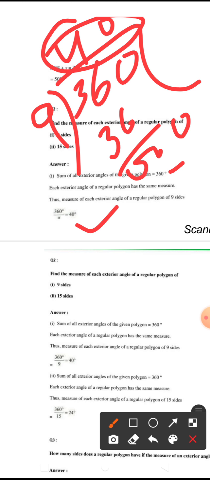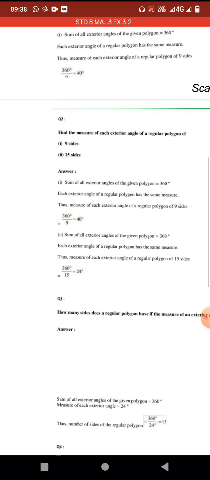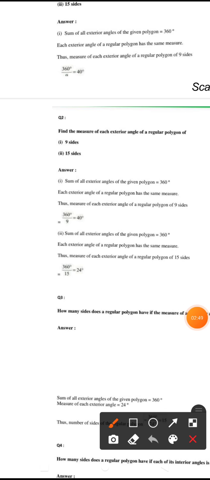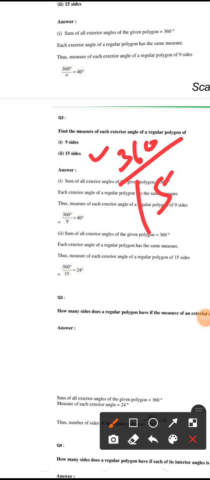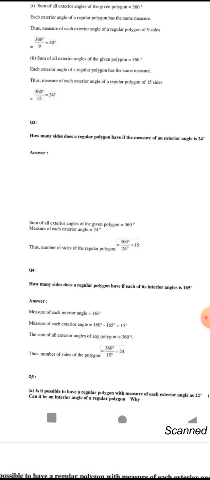In the same way, you can do the second one also. For the second, you just have to divide the total angle, 360 degrees, by the number of sides, that is 15. So what will be the answer? That is 24 degrees. Understood students? Now go to question number 3. What is question number 3? How many sides does a regular polygon have if the measure of an exterior angle is 24 degrees?